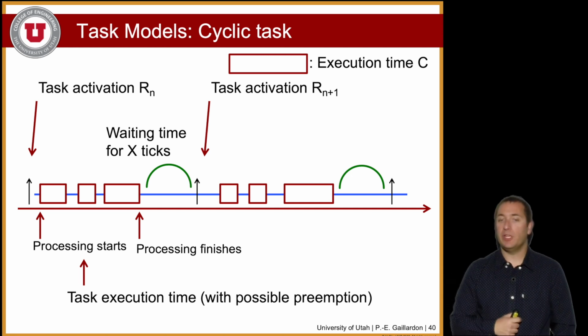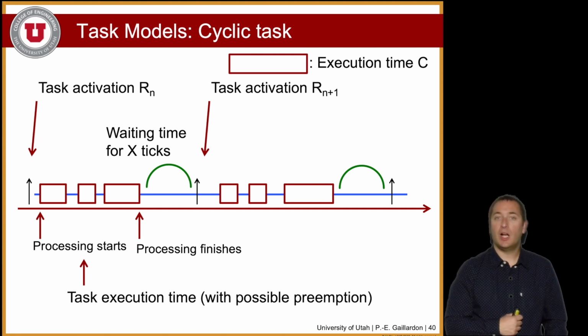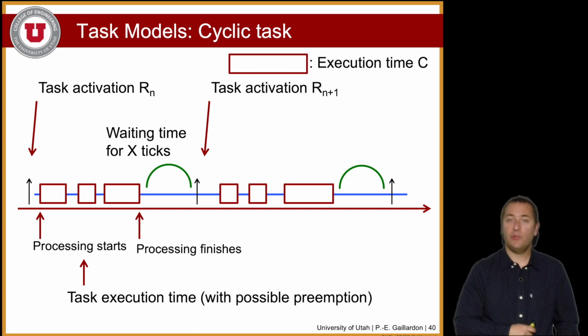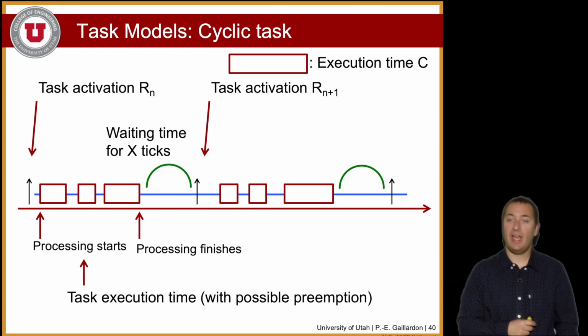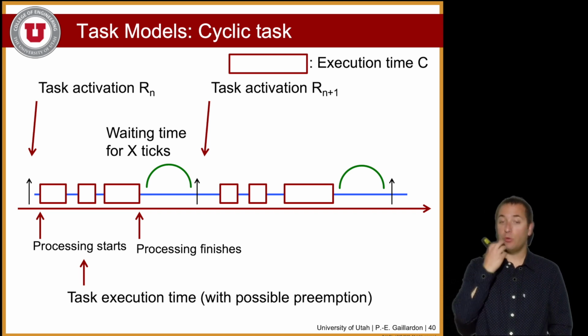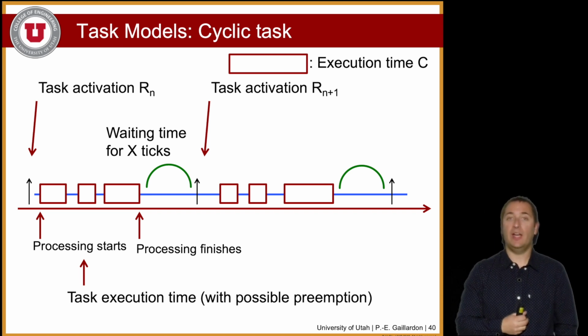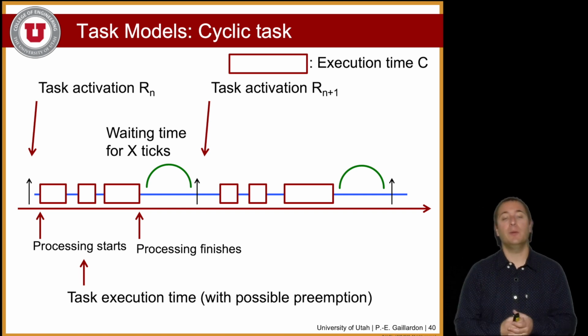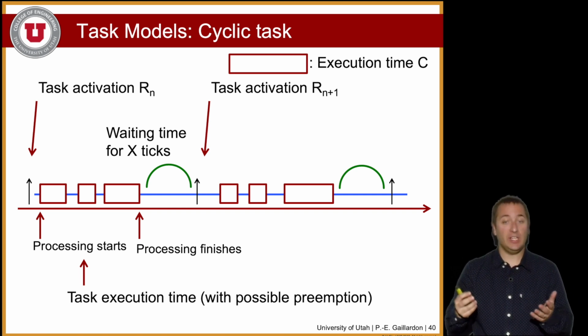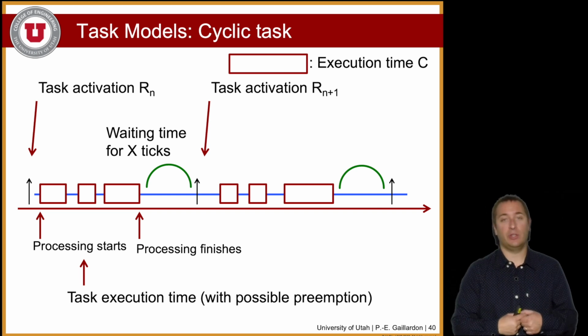The arrows pointing upwards are the task activations. On the x-axis, you have the operation over time, and what you'll see is that the processing of our task started, got interrupted for implementing some other task, resumed, and so on and so forth. When the task is fully done, meaning when all the execution time of your task was completed on the CPU, you will wait for X ticks before activating the task again.